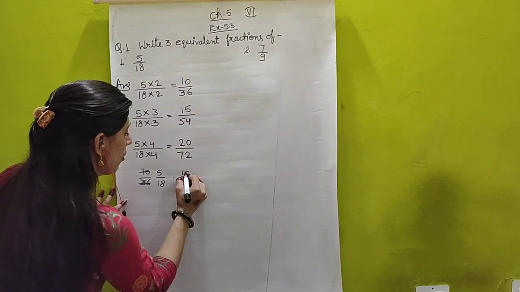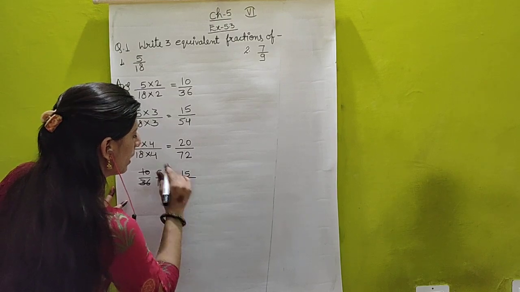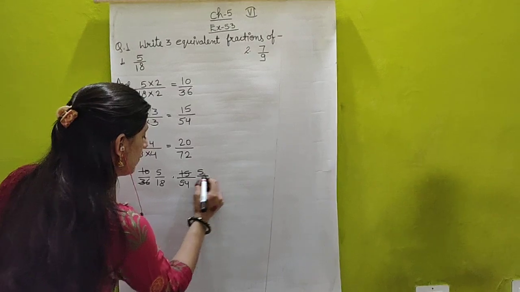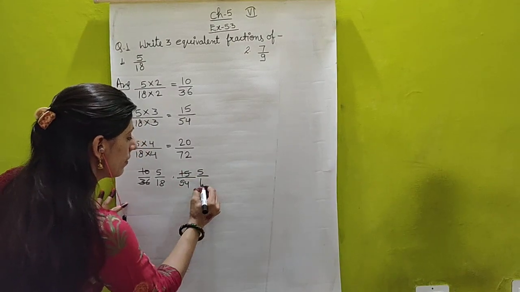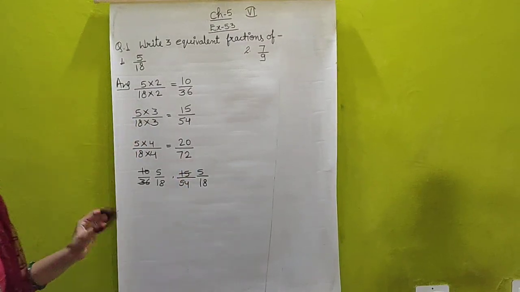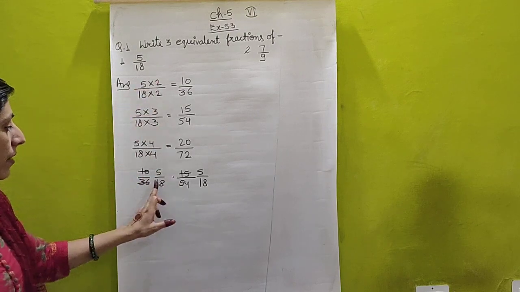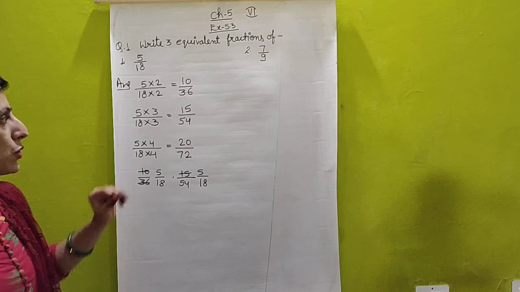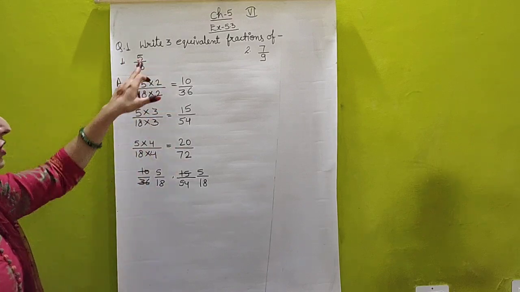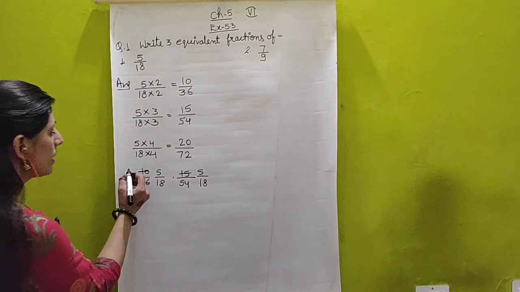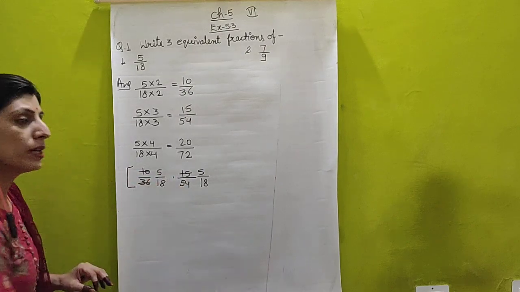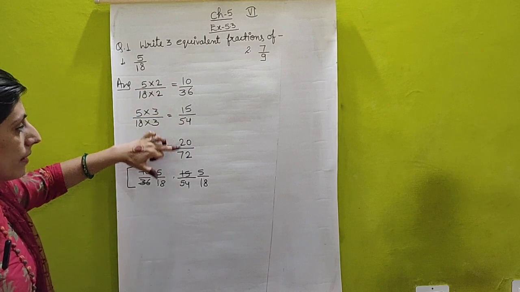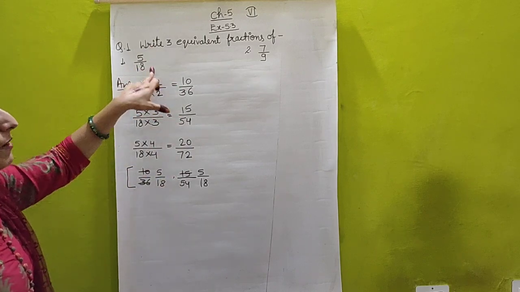Similarly, 15 upon 54, both are coming in 3's table. 3 5s are 15, 3 1s are 3 and 3 8s are 24. So like this, on this also you will get 5 upon 18. So these are the equivalent fractions of 5 upon 18. Students, this is the rough work. You need not do this in your maths register. Only these are the 3 equivalent fractions of 5 upon 18.